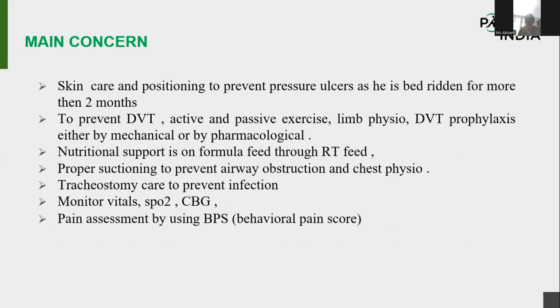Main concern is skin care and positioning to prevent pressure ulcers, as he is bedridden for more than 2 months. To prevent deep vein thrombosis: active and passive exercise, limb physio, DVT prophylaxis, either mechanical or pharmacological. Nutritional support is formula feeding through Ryle's tube feeding, proper suctioning to prevent airway obstruction, and chest physio, tracheostomy care to prevent infection, monitor vital signs, saturation, blood glucose level, pain assessment by using behavioral pain score.